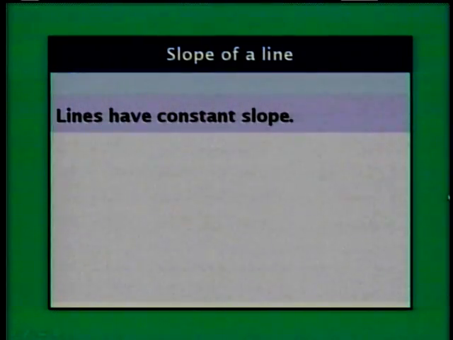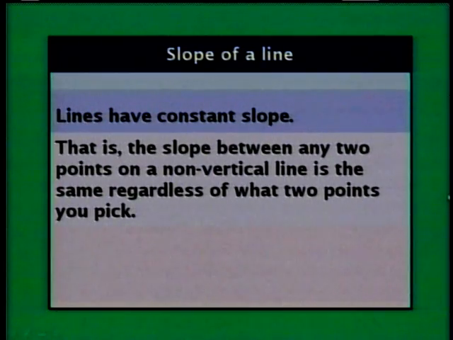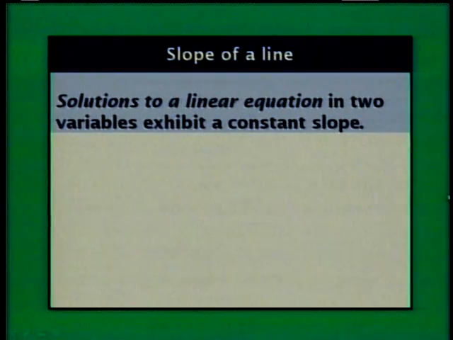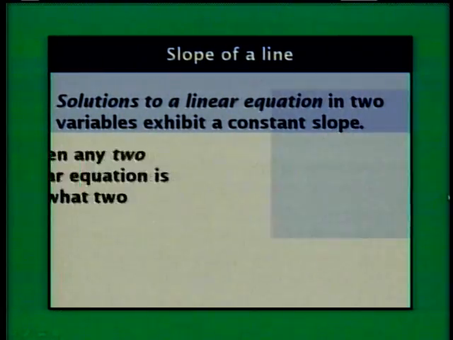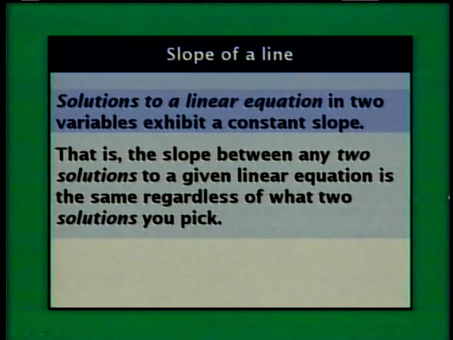So earlier in this lesson, we noticed that lines have constant slope, and that the slope between any 2 points on a non-vertical line is the same regardless of what 2 points you pick. Well, we just saw the same thing in our table. And in our table, we just had solutions to a linear equation, and solutions to a linear equation in 2 variables exhibit this constant slope. So if I choose any 2 solutions, I'll get the same slope regardless of which 2 solutions I pick.